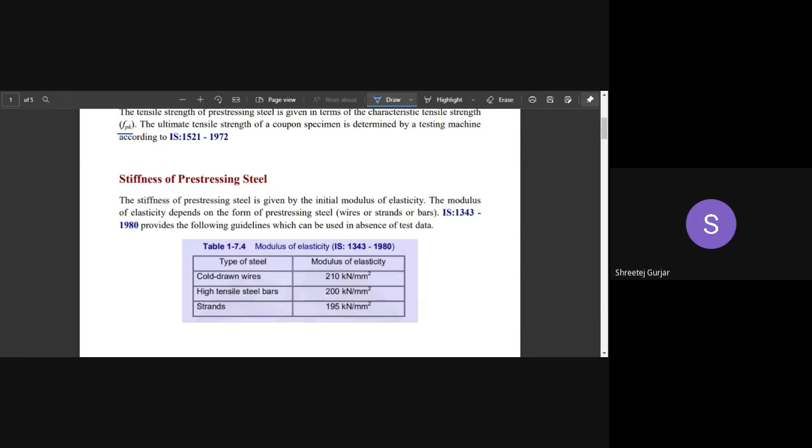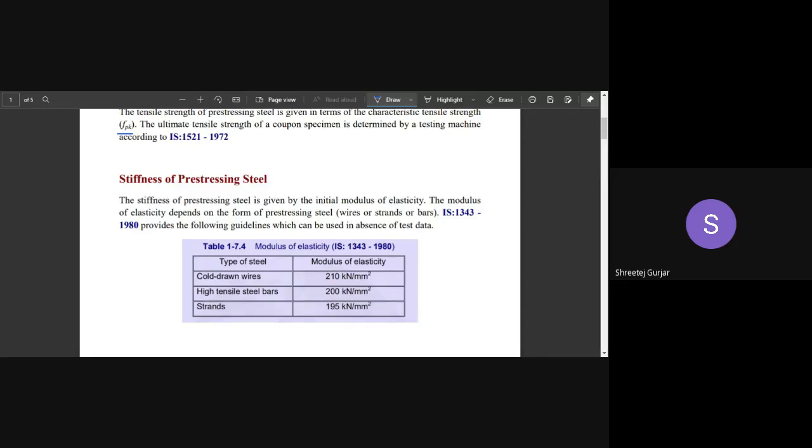Stiffness is nothing but your ability to resist deformation. Stiffness we cannot measure directly, so we relate stiffness to the modulus of elasticity, because the higher the modulus of elasticity, the higher is the stiffness of your element or member. Meaning it is directly proportional. That is why we relate our stiffness to modulus of elasticity.